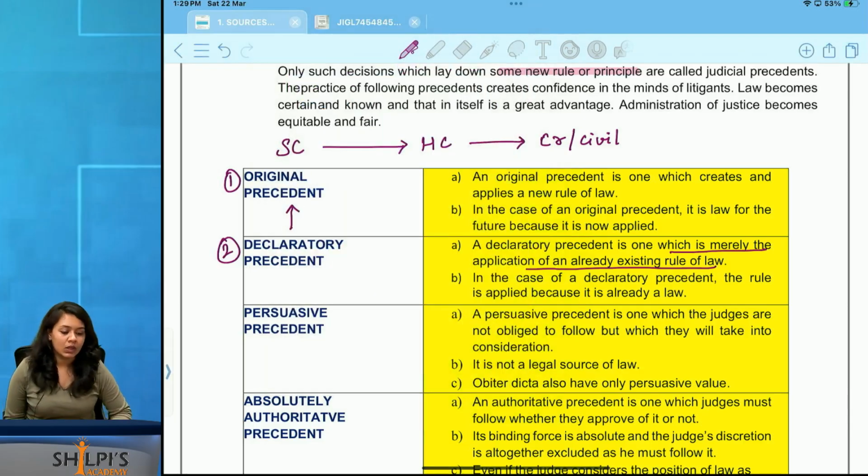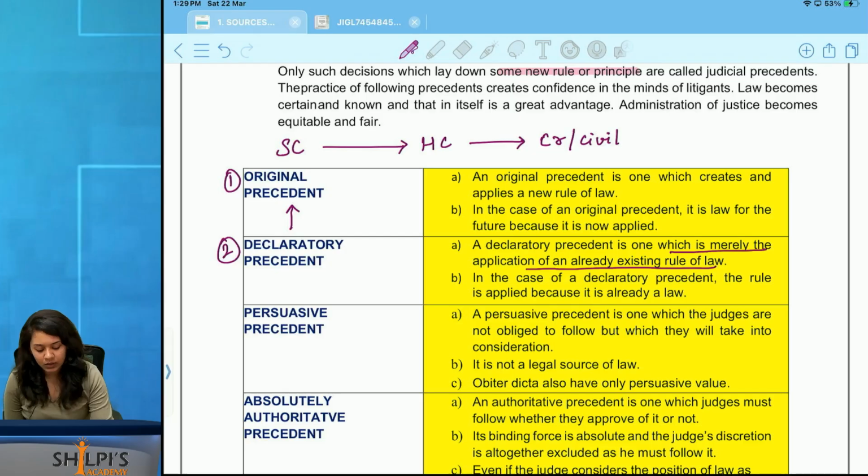Okay. Now, in case of a declaratory precedent, the rule is applied because it's already a law, in the sense that the original precedent has become judge-made law, and therefore it is compulsorily to be followed by everyone else.